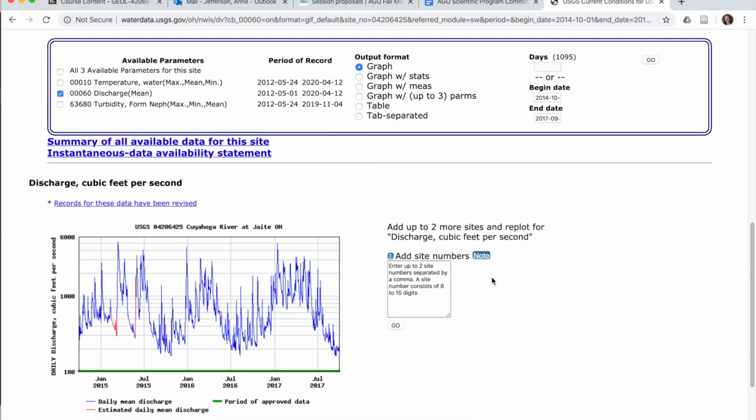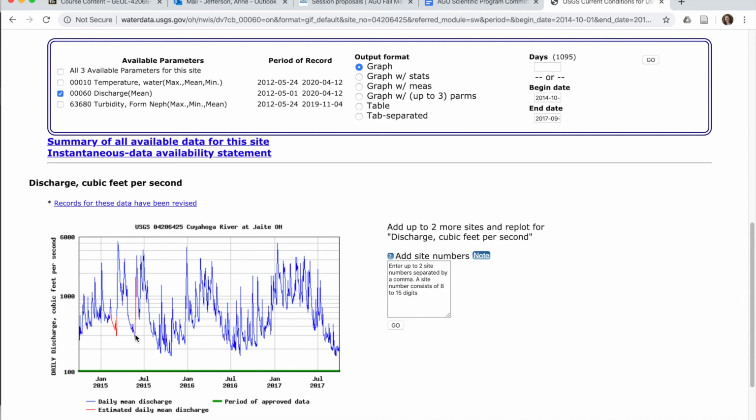All right, so this is what our data looks like. Notice that it's all approved, but now we see a new feature. We can see some of those seasonal cycles there. Notice that most of the data is blue, so that's flagged daily mean discharge. That's what we're interested in. But we have these short periods in 2015, here and here, where we have an estimated daily mean discharge.